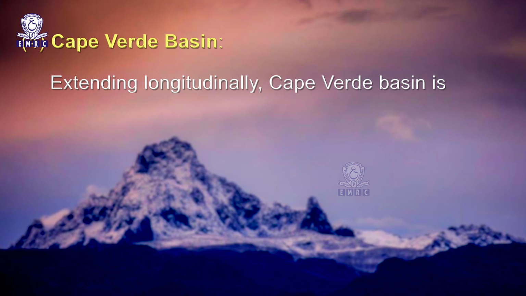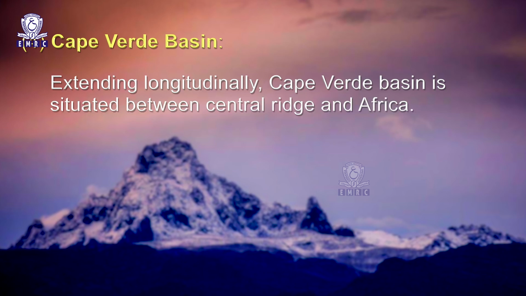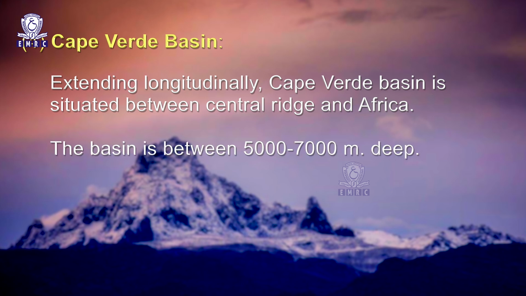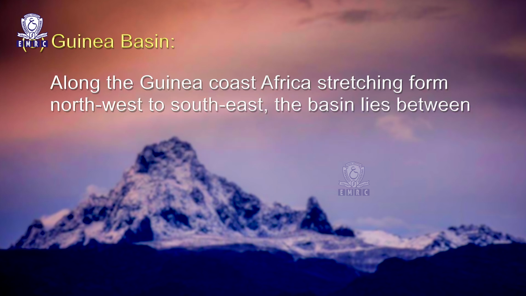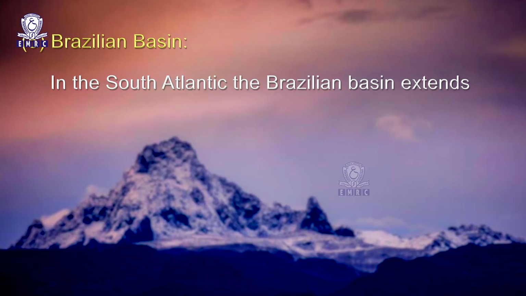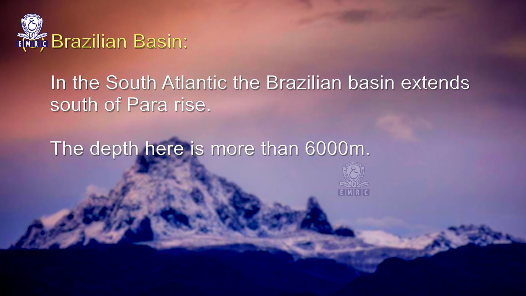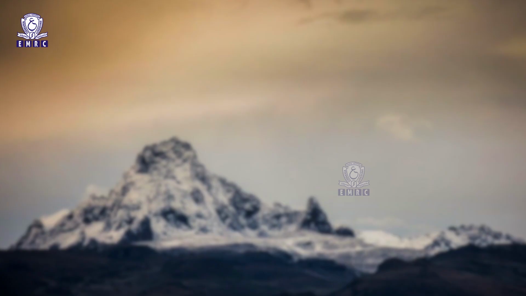Cape Verde Basin. Extending longitudinally, Cape Verde Basin is situated between the Central Ridge and Africa. The basin is between 5,000 to 7,000 meters deep. Guinea Basin. Along the Guinea coast, Africa, stretching from northwest to southeast, the basin lies between Sierra Leone and Guinea Ridge. It is in the form of separated basins along the coast between 5,000 and 7,000 meters depth. Brazilian Basin. In the South Atlantic, the Brazilian Basin extends south of Paraíba. The depth here is more than 6,000 meters.